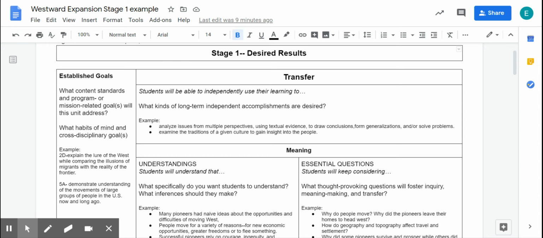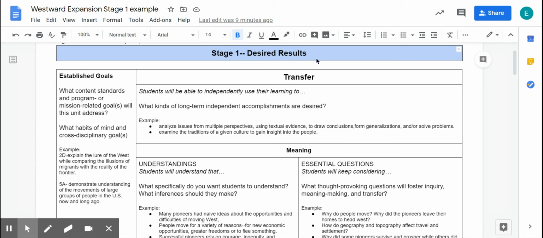Now that you know why we use understanding by design, we are now going to look at the different parts or stages of the units. The first stage is the desired results. This is where we think about what it is that we're wanting our students to get from this unit.